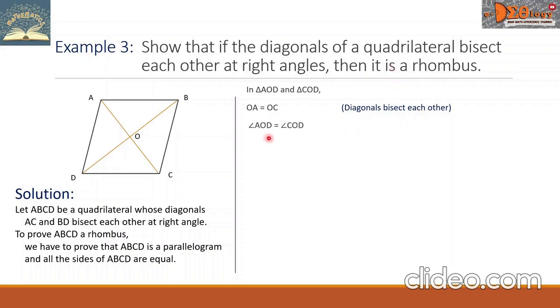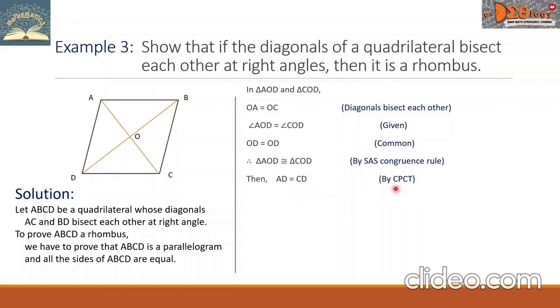Then angle AOD equals angle COD. Actually, both are right angles. It is given in the problem. Then OD equals OD. That means this OD is a side that is common to the two triangles. Therefore, we conclude that triangle AOD is congruent to triangle COD by the SAS congruence rule. Then we conclude that AD equals CD for the reason that corresponding parts of congruent triangles are congruent.